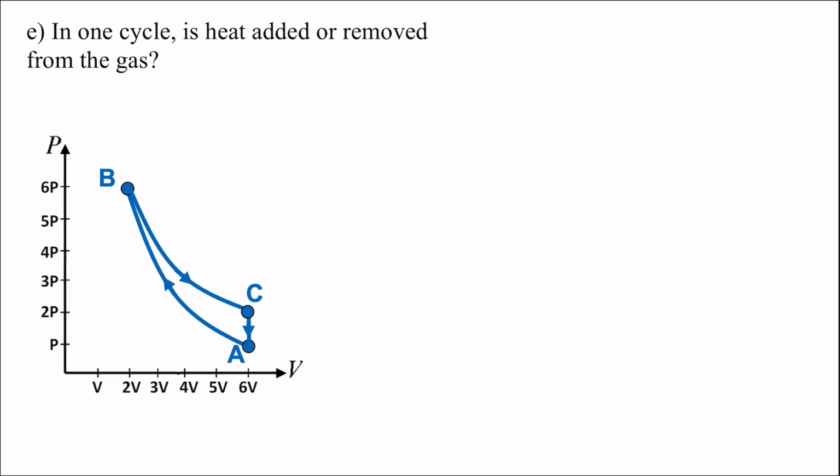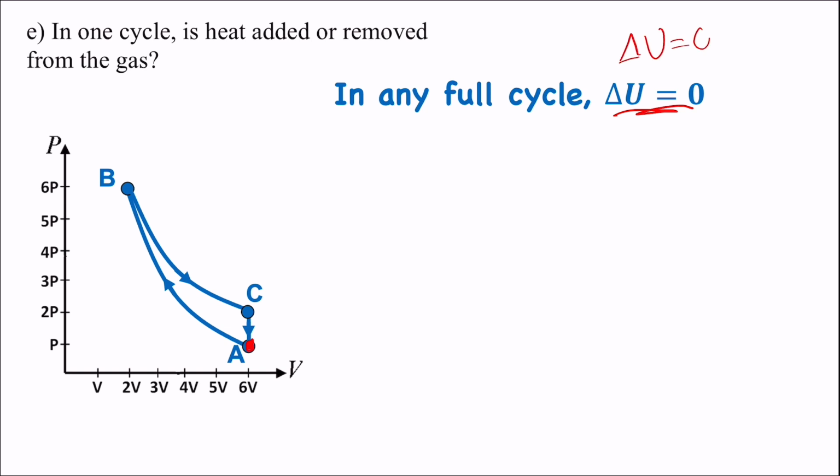The last part of the question here asks if heat is added or removed in one complete cycle. So any complete cycle is going to start and end at the same point. So it's going to start and end at the same temperature. So delta U is always 0 for any full cycle. And from the first law, if delta U is 0, then Q will just have the opposite sign of work, which I can also get the sign of work from the graph.